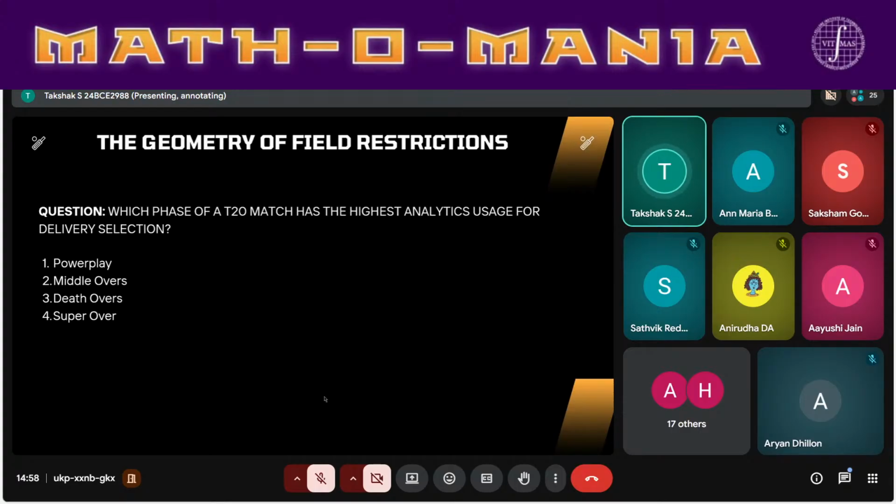And here's a small question for you guys. From what we have seen in the previous slides, which phase of a T20 match has the highest analytics usage for delivery selection? Mm. So it's the death overs.